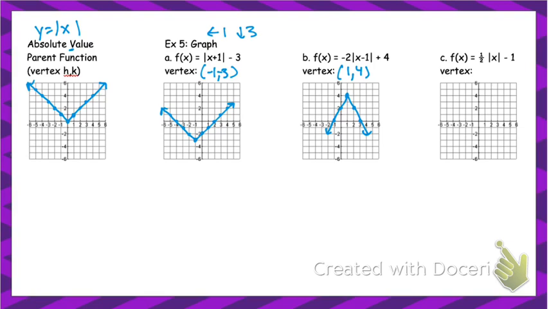All right, last one. It has no horizontal changes. So my x-coordinate, my vertex is 0. It's been compressed and it's been shifted down. So my vertex is going to be at 0, negative 1. The slope of those lines coming off of it, though, is going to be different because of that 1/2. I'm going to be going from that point up 1 and over 2. And that is my absolute value graph.